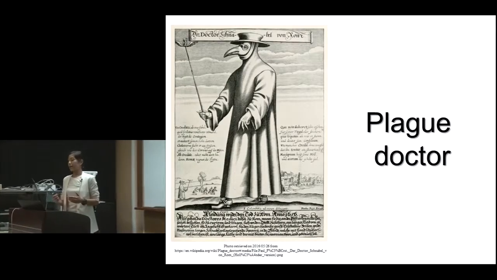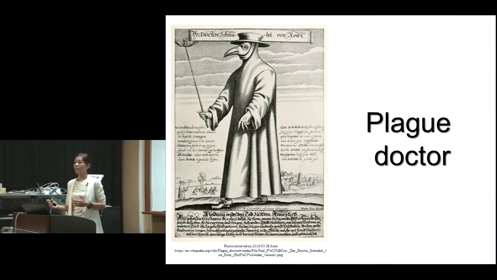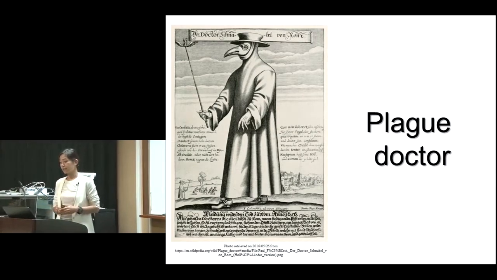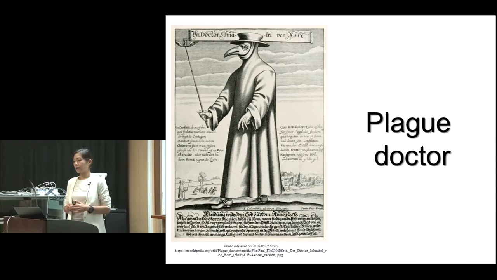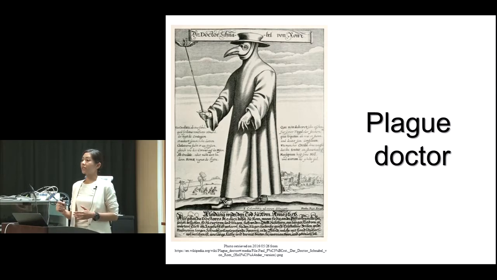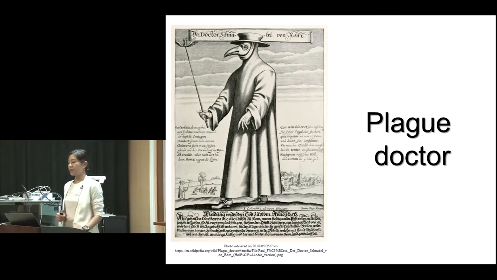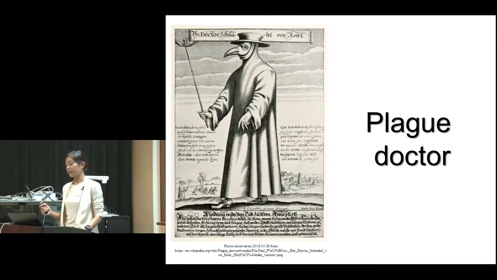So the cause of plague was not well understood at all. But there were many theories, and the most popular explanation was that it was caused by miasma, as we previously discussed in the previous slides. Miasma are invisible, poisonous vapors from the swamps that floated around in the air.